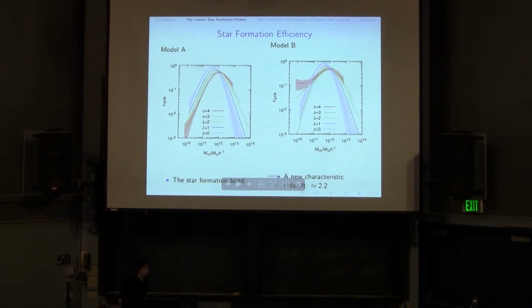In this slide, I show the star formation efficiency as a function of halo mass and redshift. The star formation efficiency here is defined to be the star formation rate in the central galaxy divided by the mass accretion rate of the host halo times the universal baryon fraction. To the left is the prediction of the first model. We can see that the star formation is most efficient in halos that lie in a very narrow mass range, between 10^11 solar masses and several times 10^12 solar masses.